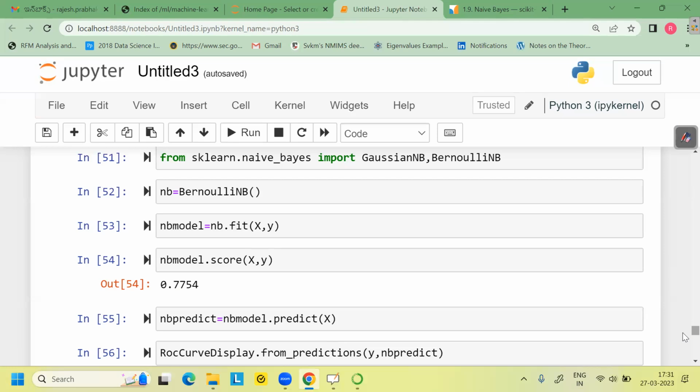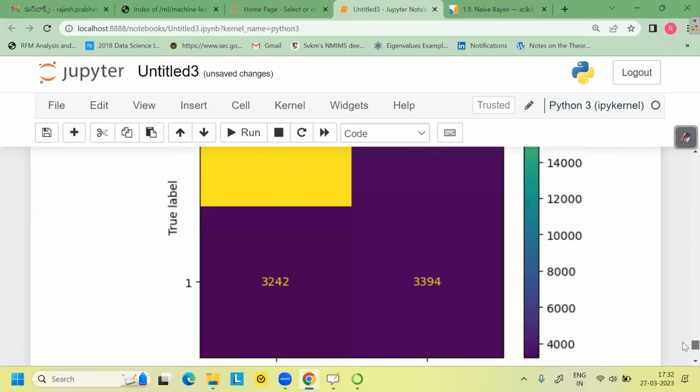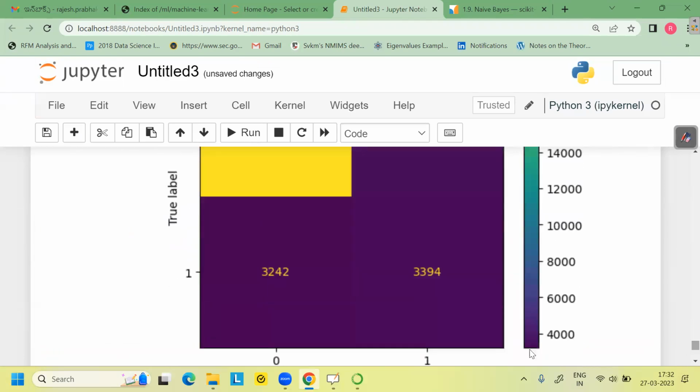And numeric variables, we have very few. So that's why I'm using Bernoulli's naive Bayes. And our accuracy also improved. Even the confusion matrix is good. So it is better compared to logistic regression, right?